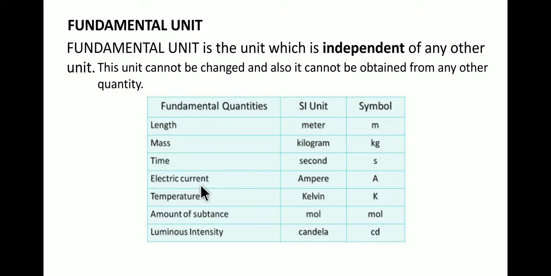Even electric current, which is ampere, that is the SI unit. Temperature is Kelvin, and amount of substance, in chemistry we can learn about it, is mole, and the luminous intensity is candela. All these are the fundamental quantities, and their SI units are given out here, and their symbols are this. So all these quantities are fundamental quantities, and they are not dependent on any other units. That's why they are independent and thus named as fundamental unit.